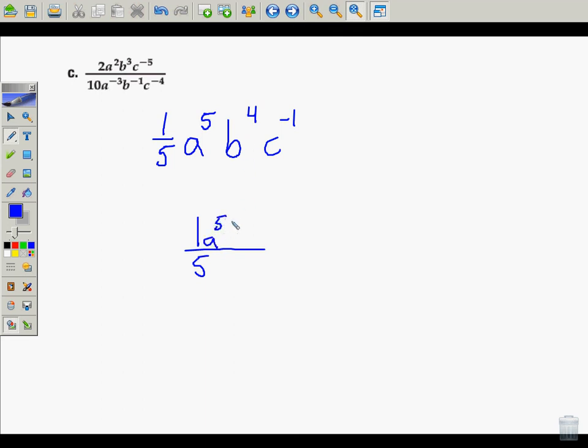And there's your answer. I've simplified this fraction. I've only got one of each variable, no negative exponents, so I'm done simplifying.